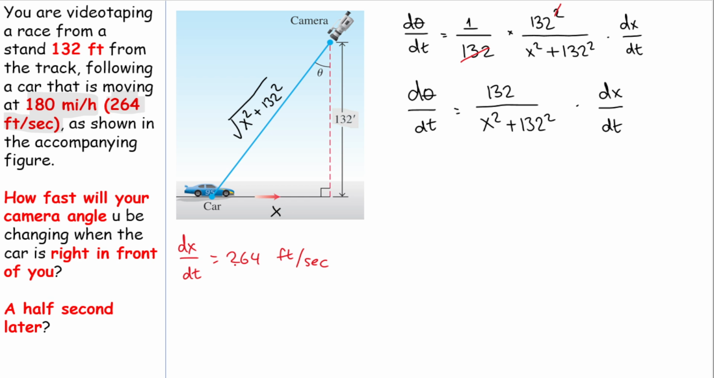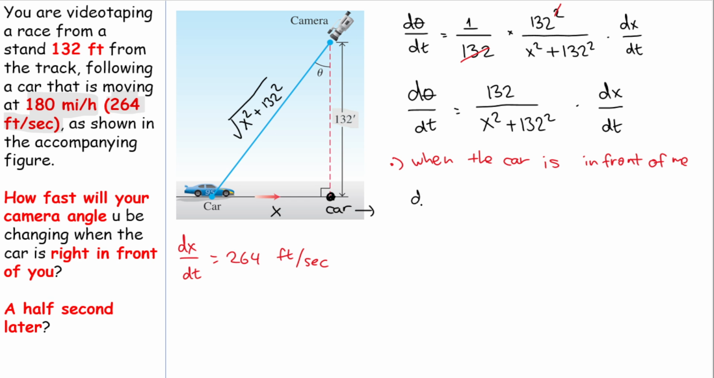Good. Okay, now when the car is right in front of me, when the car is in front of me, that means that the car is moving there, right? But now the car is here, and it is still moving there with this speed, right? And what does that mean? That means that this x here is equal to 0, right?